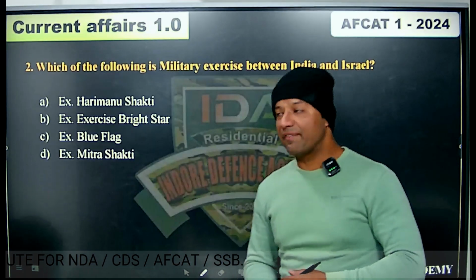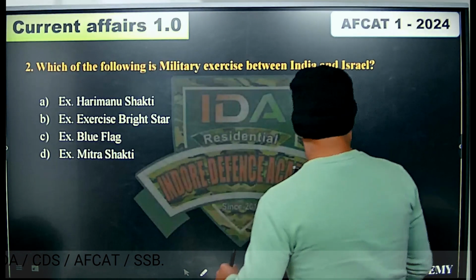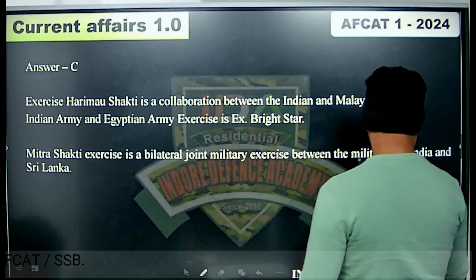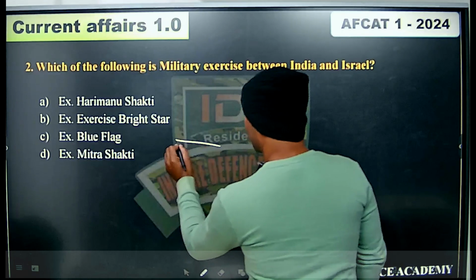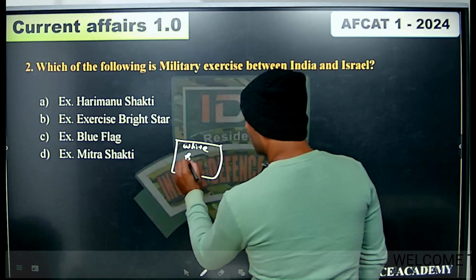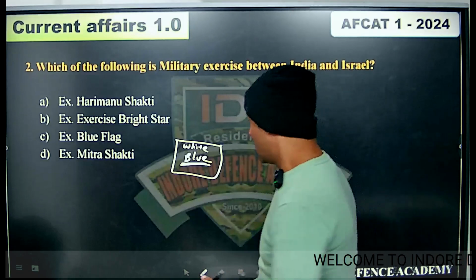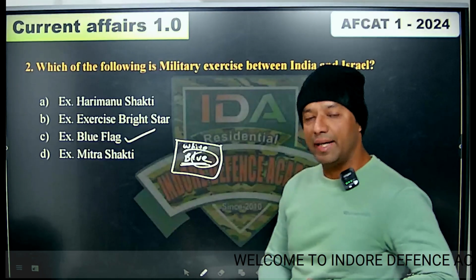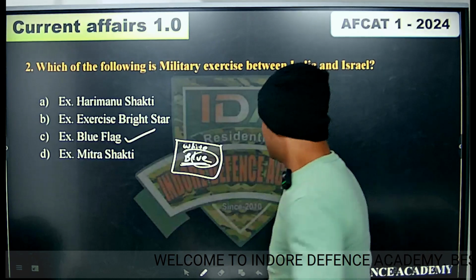Coming to the next question, my friends. Which of the following military exercises is between India and Israel? The answer is C, the Blue Flag. If you remember the flag of Israel, we can see a combination of white and blue color. For remembrance, we can remember the blue. There is blue in the flag of Israel, so you can relate it with the blue.